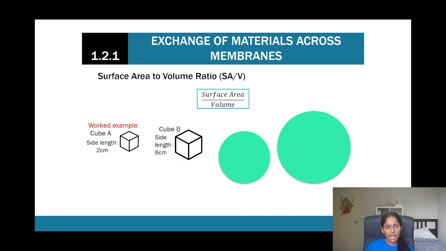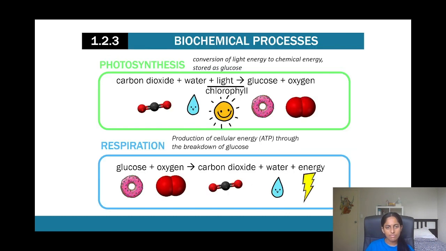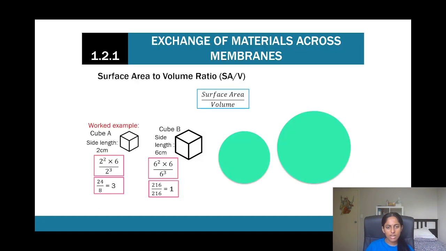However, if you look at the second cube, it's 6 squared times 6 over 6 cubed, which is 216 over 216, which is 1. And therefore, you can see that a smaller cube has a higher surface area to volume ratio.